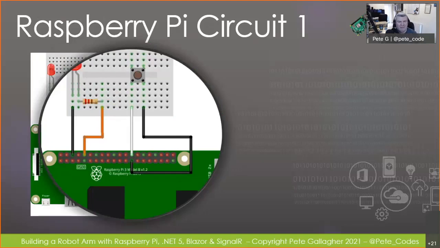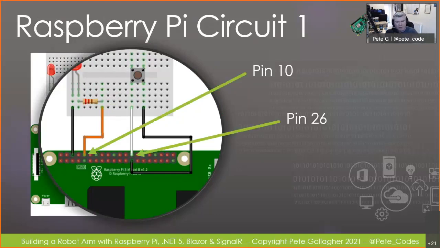So the circuit I've got wired up, I've got pin 10 connected through a resistor to an LED. You need the resistor, otherwise you're going to draw too much current out of the Pi's pin. So something like a 220 ohm resistor will do that for you. It's fine. Then the other side's connected down to ground. Then on pin 26, I've got one side of a button, and the other side of that's connected down to ground. So it's relatively straightforward circuit.